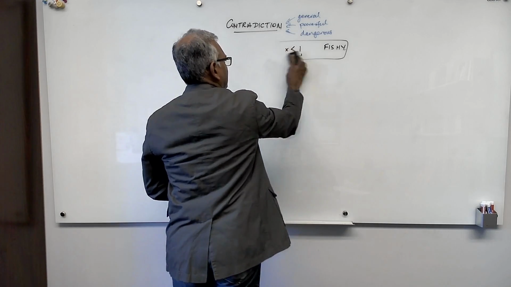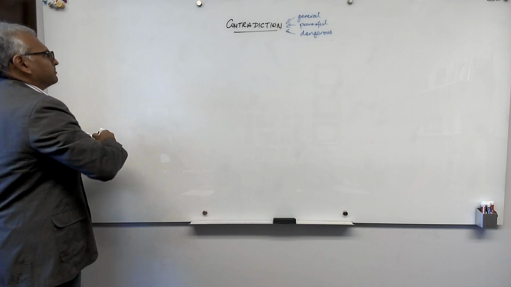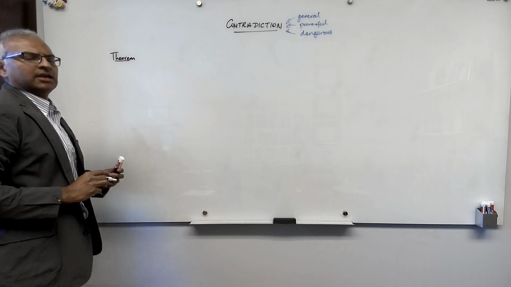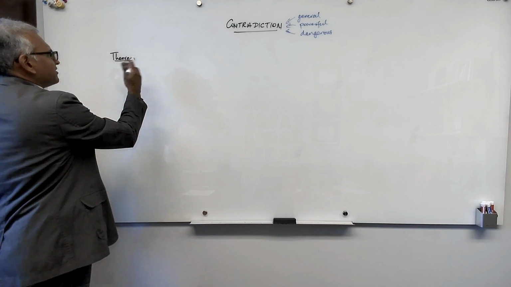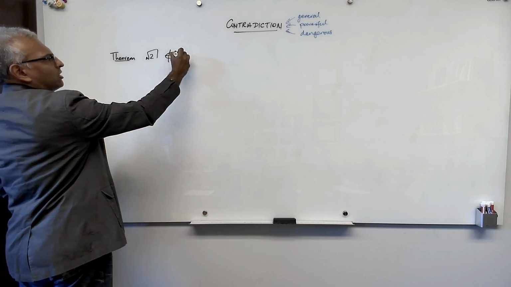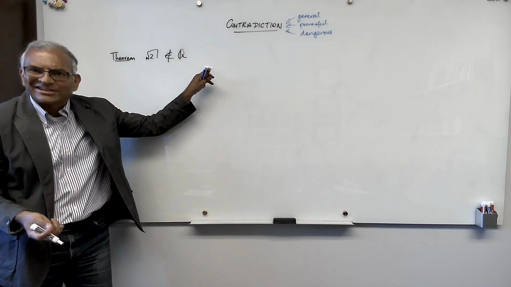So let's prove some things. So, theorem. Here's the general way in which a proof by contradiction works. Theorem: the square root of 2 is not in the set of rational numbers. So that's the mathematical way of saying the square root of 2 is not rational.